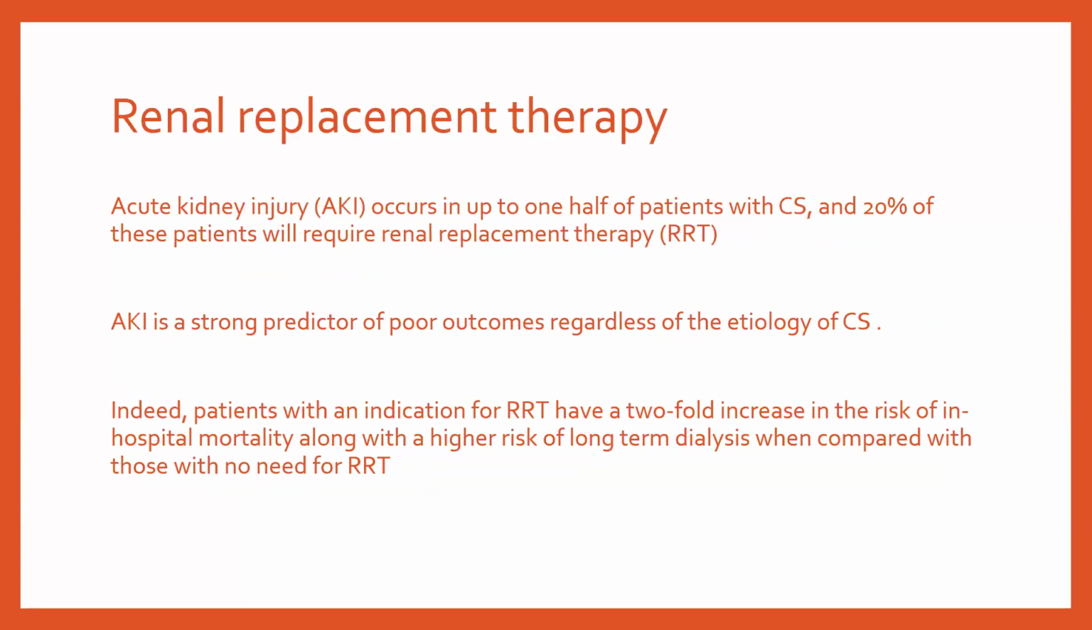Now, regarding renal replacement therapy, acute kidney injury occurs in up to one half of the patients with cardiogenic shock, and 20% of these will require renal replacement therapy. So, AKI is a strong predictor of poor outcome, regardless of the etiology of cardiogenic shock. Indeed, patients with an indication for RRT have a twofold increase in the risk of in-hospital mortality, along with a high risk of long-term dialysis when compared with those with no need for RRT.